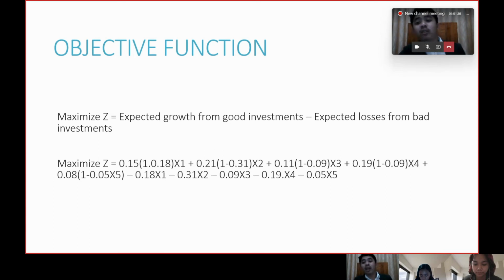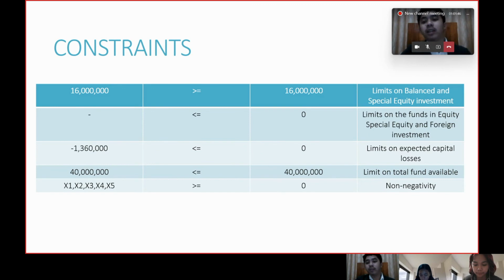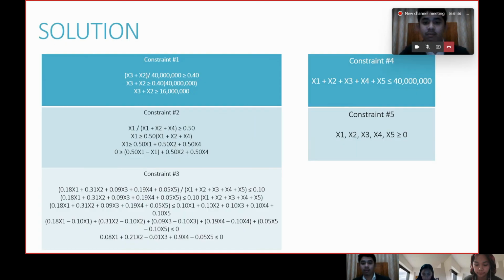So it is important to identify our objective function formula, which can be solved using the formula of expected growth from good investments minus expected losses from bad investments. Next slide, please. Upon the identification of our objective function, we analyzed the mentioned constraints, which include the following. So next slide, please. The solution for the identified constraints is displayed in this slide for constraint 1 to constraint 5. So next slide, please.